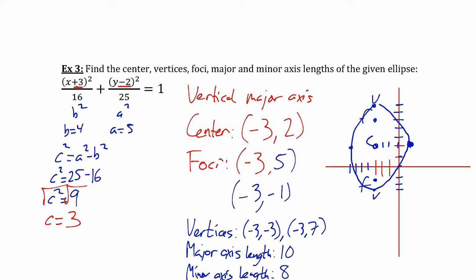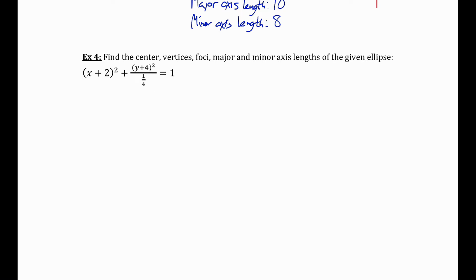All right, example 4, the last one. We're asked to find the center, the vertices, the foci, the major and minor axis length of the given ellipse. You'll notice that this one just looks a little different. We've got (x plus 2) squared plus (y plus 4) squared over 1/4 equals 1. Couple things that are a little odd here.